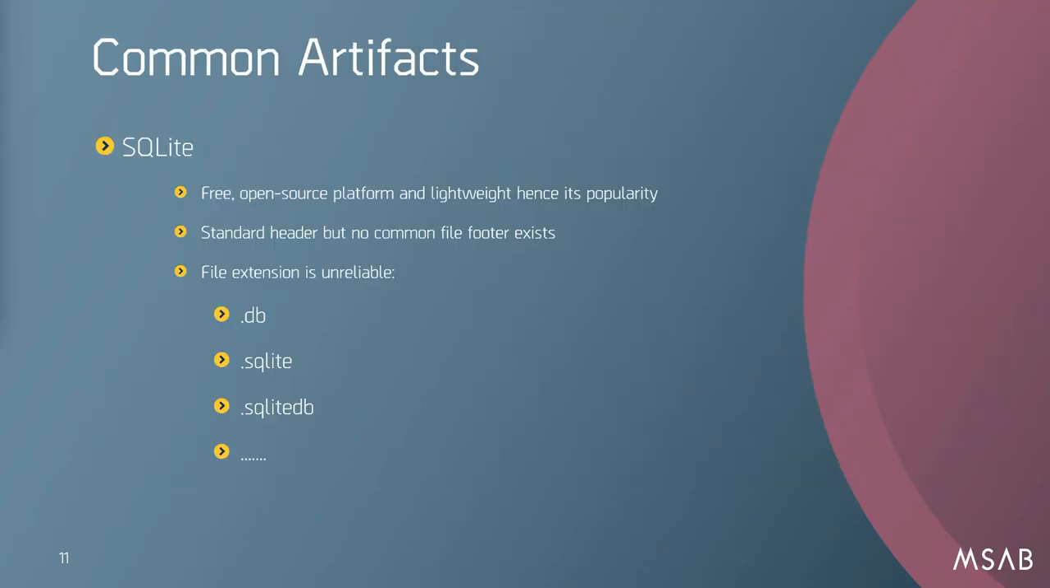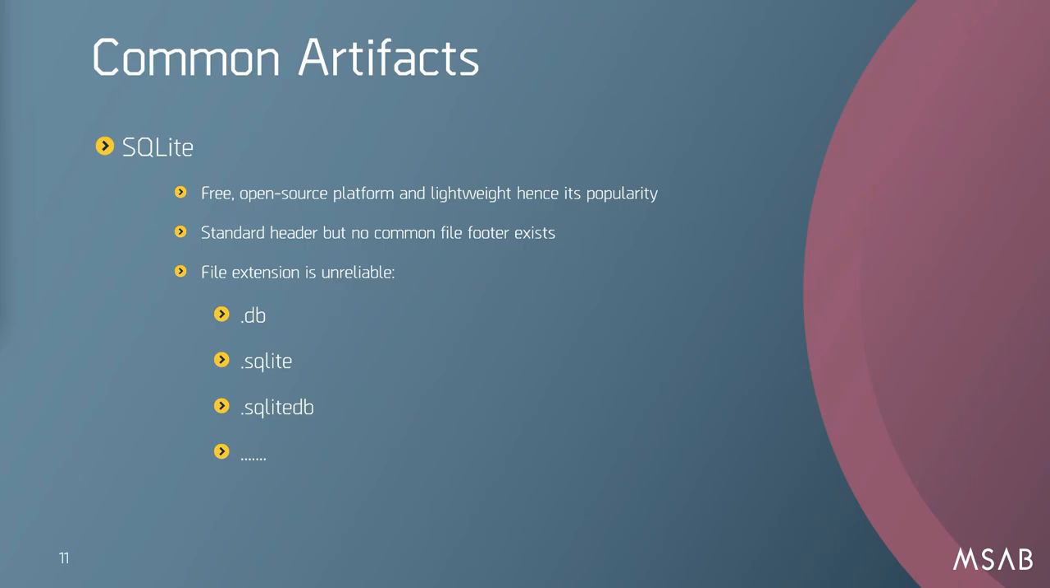Moving on to some of the common artifacts that you're likely to come across. The most popular on mobile devices is SQLite. And why? It is free. It's an open source platform that's extremely lightweight, and that's why it's popular. Now with SQLite, you're going to find that they have standard headers, but there's no common file footer that exists for these, and we'll have a look at how we can deal with that shortly.